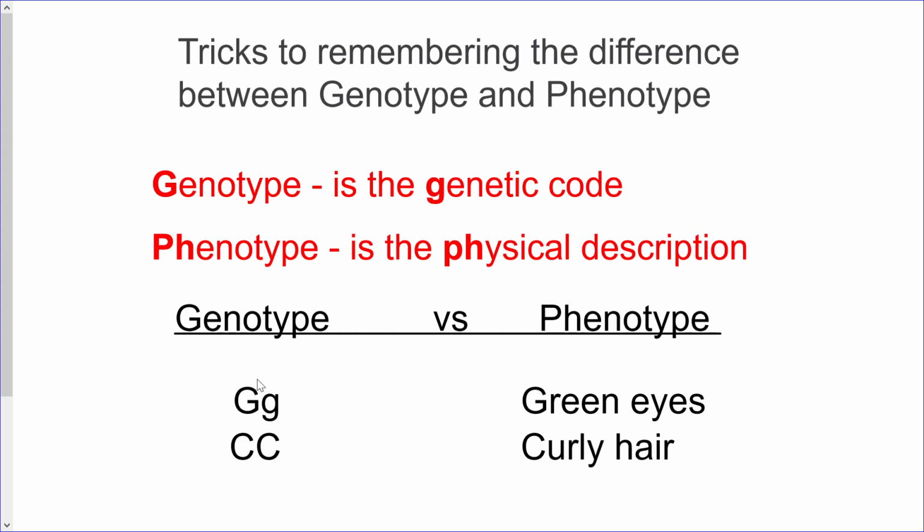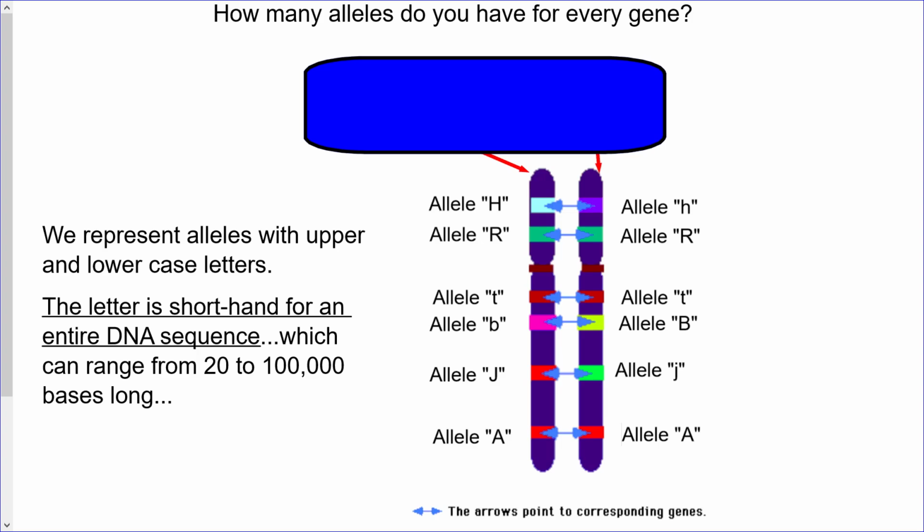So a genotype is a two-letter combination, big G, little g, big C, little g, something like that. And the phenotype is the actual physical description of what these alleles result in. So big G, little g might result in green eyes. Big C might result in curly hair. And that's genotypes and phenotypes.